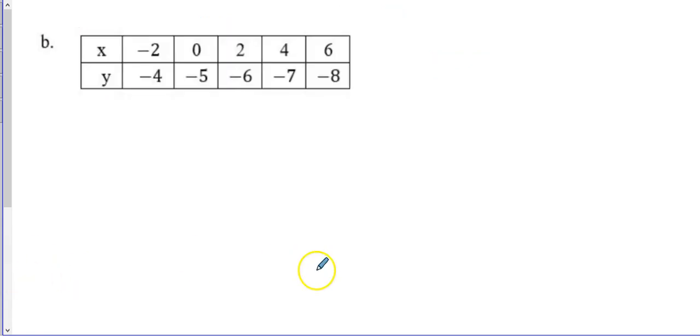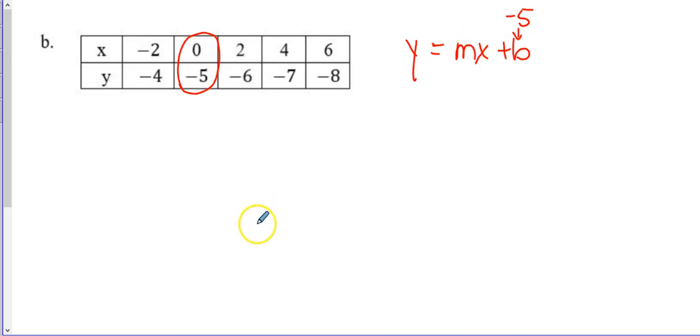All right, next one is a table, so it's a set of ordered pairs. These are my x's and these are my y's. So let's find slope first. So I see right here, this is my y-intercept because I've got x equals 0. So if I have y equals mx plus b, my y-intercept is going to be negative 5 or minus 5. So I need to find the slope next. Let's go with these first two ordered pairs. So I have negative 2, negative 4, and 0, negative 5.